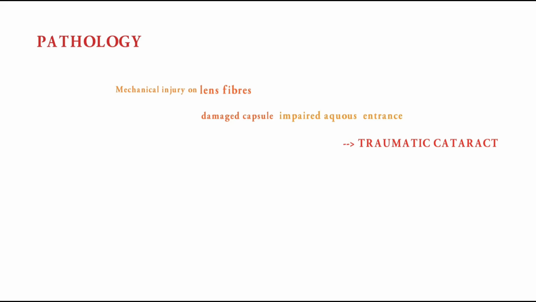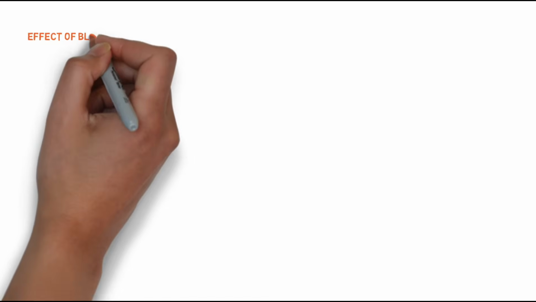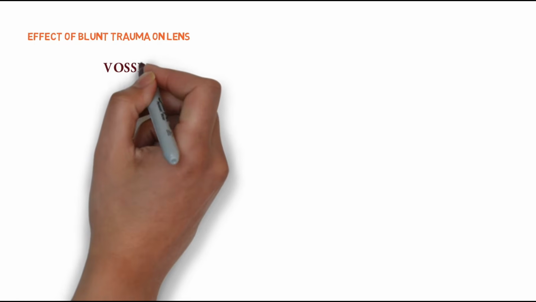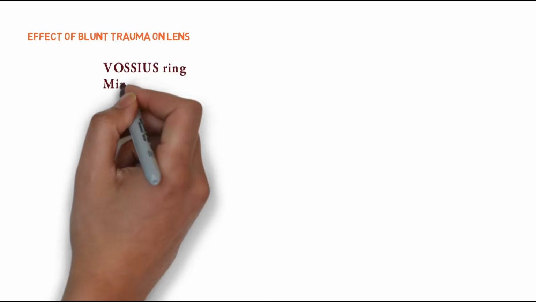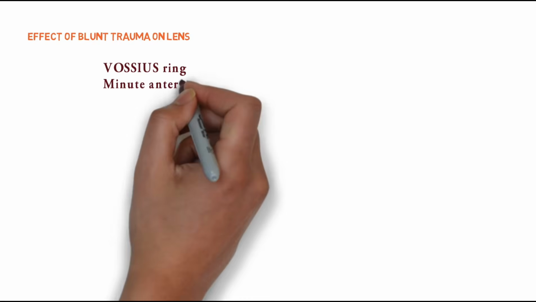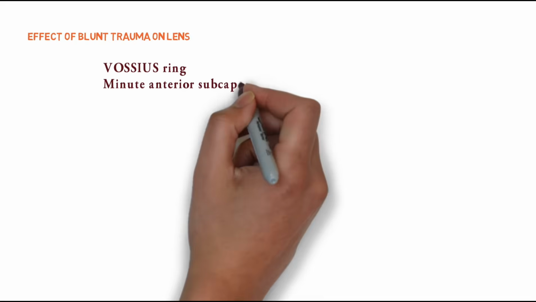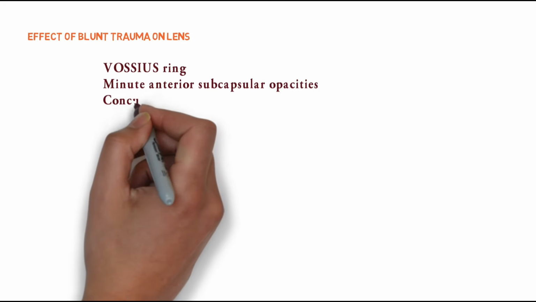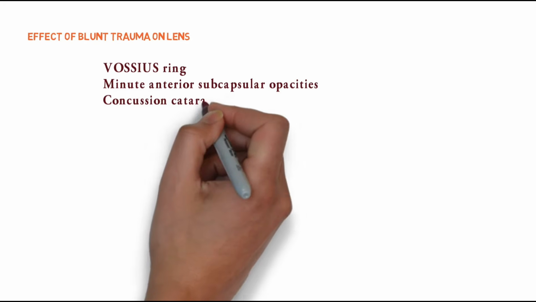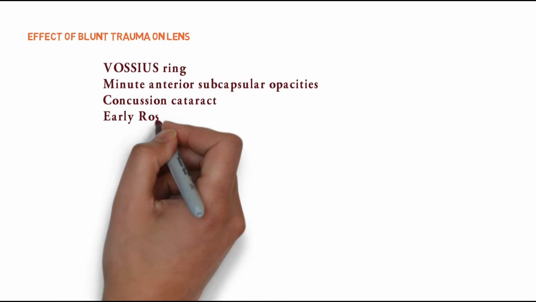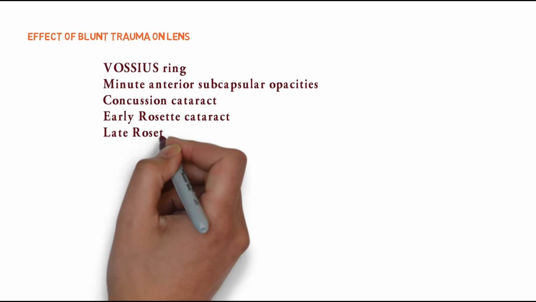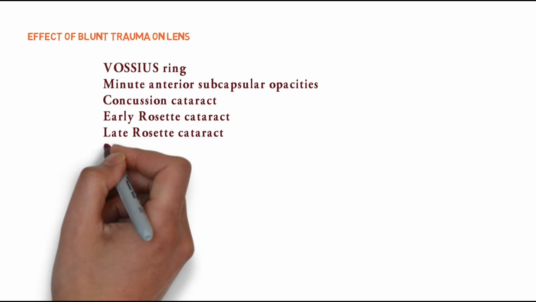Now we will discuss in short what the effects of blunt trauma on the lens are. There is formation of an osseous ring, minute anterior subcapsular opacities, concussion cataract, that is traumatic cataract, early rosette cataract, late rosette cataract, subluxation of the lens and dislocation of the lens. Remember that these are the effects of blunt trauma on the lens.